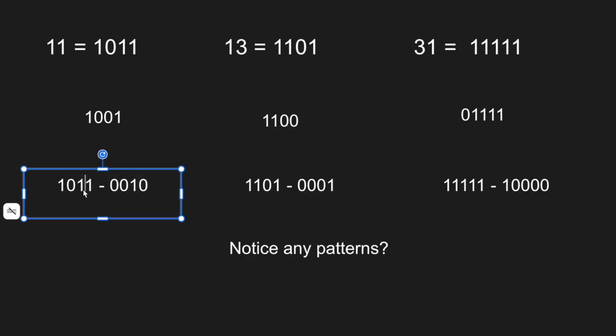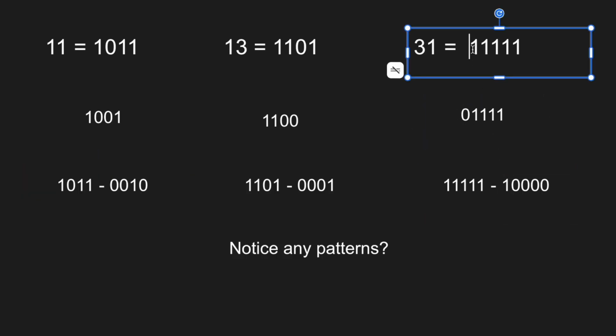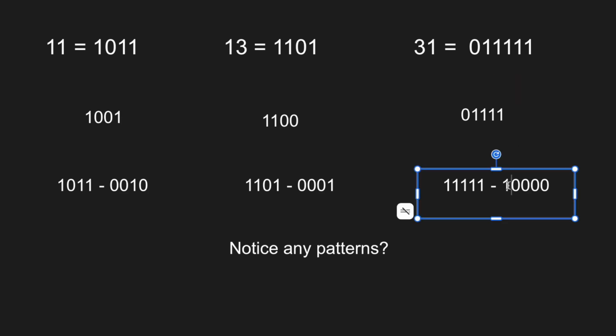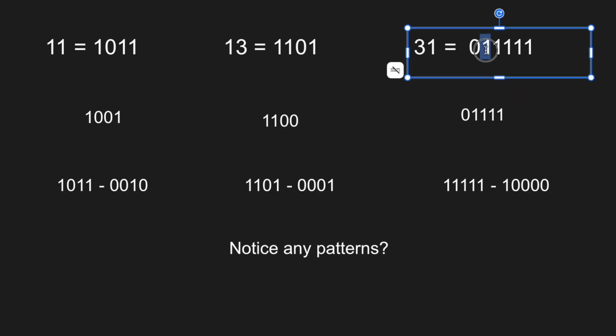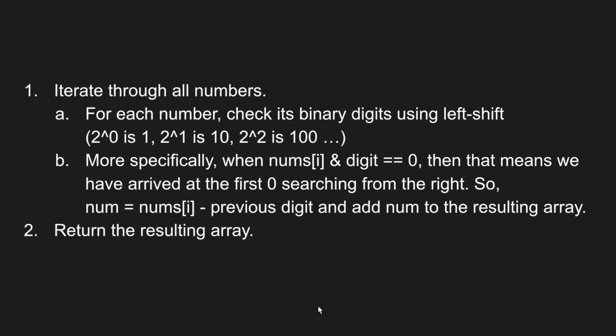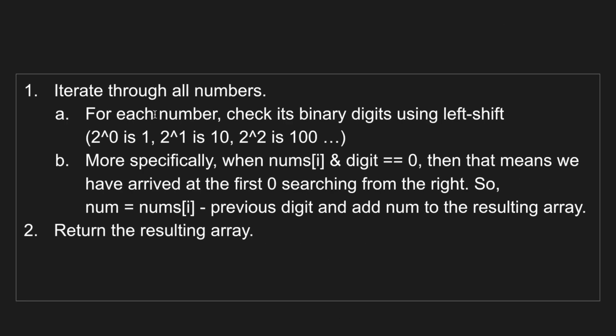As you can see, this subtract this will equal this, and this subtract this will equal this. And if you're wondering where the 1 comes from here, well, there's technically a 0 here, so we will place the 1 right to the right of this, which would be in the 5th location from the right. So how we can solve this problem is we can iterate through all the numbers, and for each number, check its binary digits using the left shift method. So 2 to the 0 power is 1, 2 to the 1 is 10, 2 to the second power is 100, and so on and so forth.